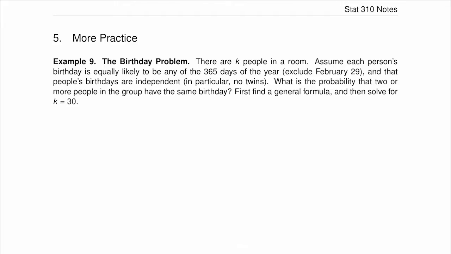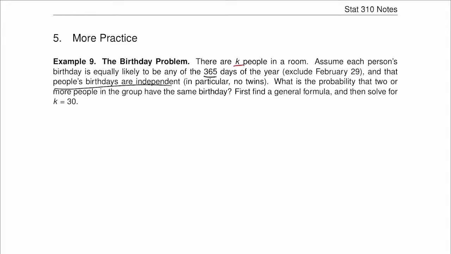Suppose that we have k people in a room. Assume each person's birthday is equally likely to be any of the 365 days of the year, exclude February 29, and that people's birthdays are independent. In particular, they are not twins. What is the probability that two or more people in the group have the same birthday? First, find a general formula and then solve for k.